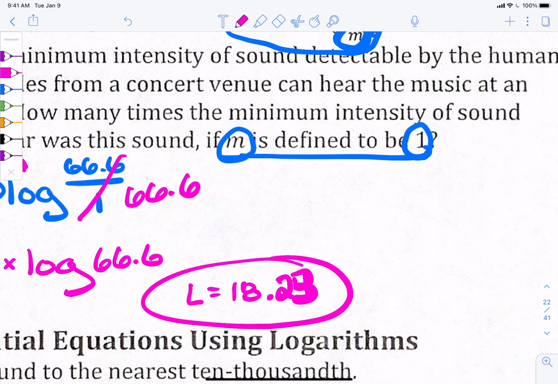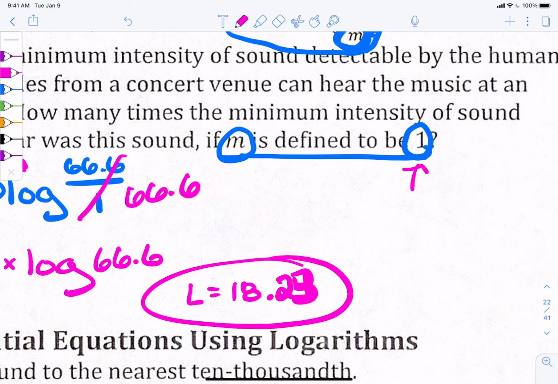Okay, so the minimum that we can hear is 1. So that would be like a whisper or like that really high pitched thing. 18 times that sound is what these people are hearing. Are they at the concert? No, they're like miles away and they can still hear it at a loudness of 18.